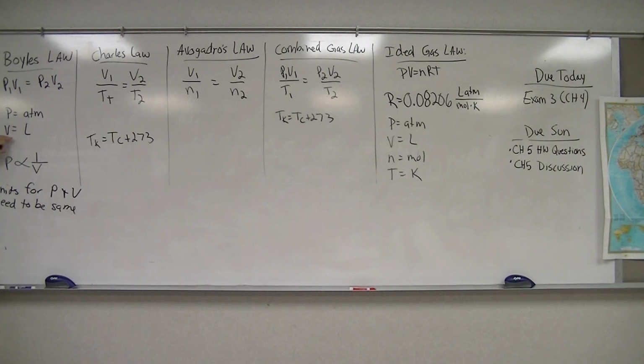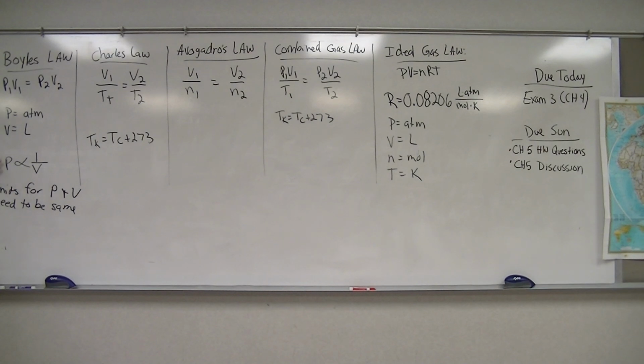So for instance, if volume was in milliliters, as long as both V1 and V2 are in milliliters, you can leave it in milliliters. It doesn't have to be converted to liters. You just need to make sure they're in the same units. These are just the usual units that we see them in.